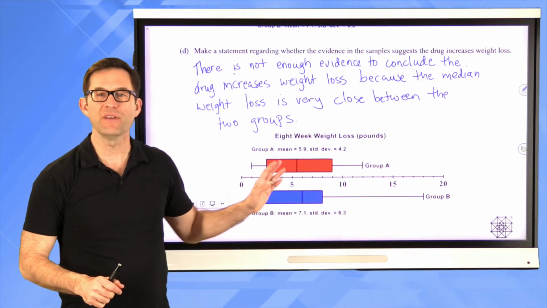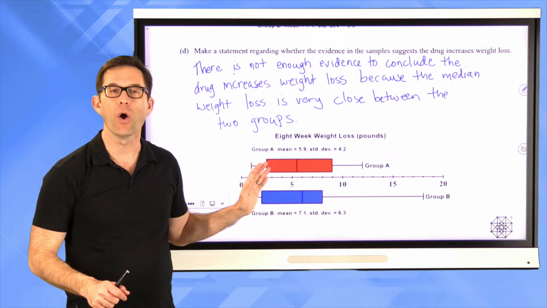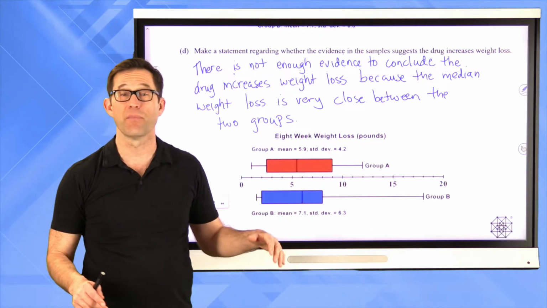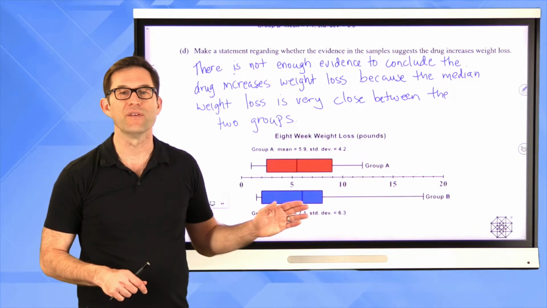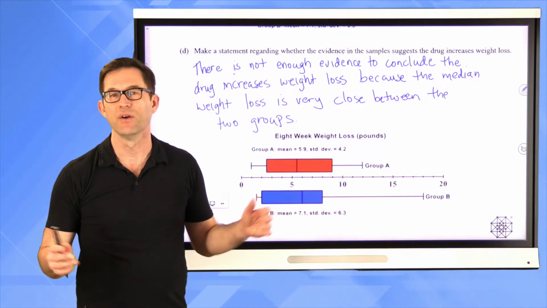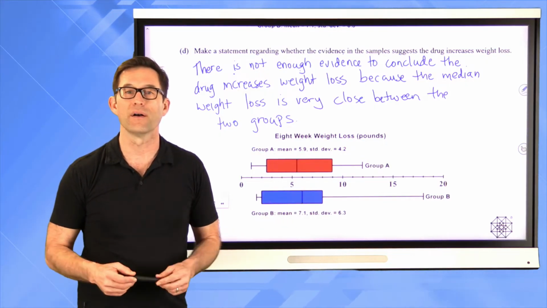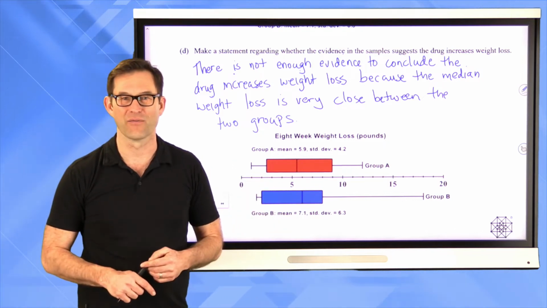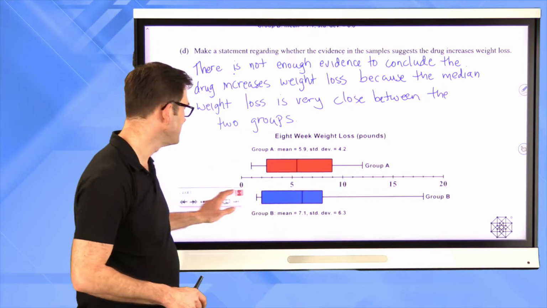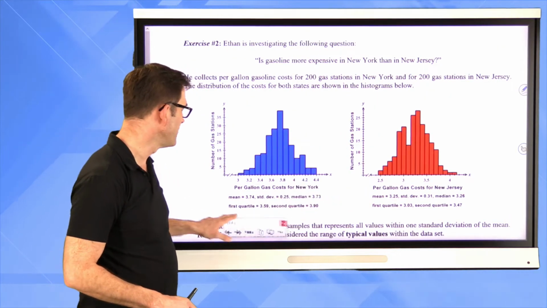And in fact, the difference between the two medians is so small compared to the overall variation as measured by either the standard deviations or the IQR, that really the difference between those two medians isn't significant enough to conclude that the weight loss due to the drug is significant. Okay, let's keep going. Got a little tongue-tied there.